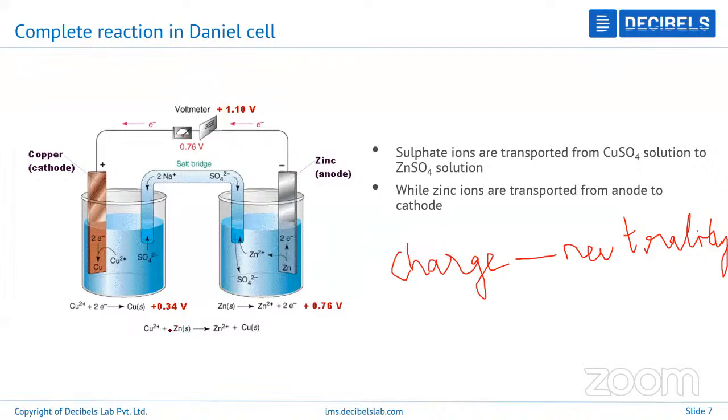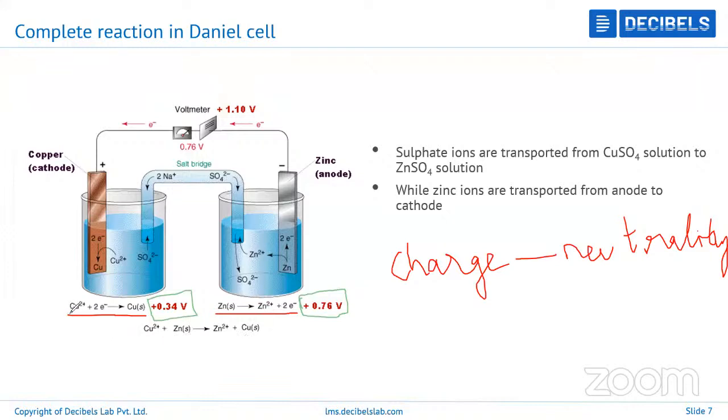Here you can see how exactly reduction happens and how exactly oxidation happens. These potential values that you see here, 0.34 volts and 0.76 volts, are obtained through electrode potential charts. This is something we will look at in tomorrow's session, where we'll refer to an electrode potential chart and arrive at the total cell potential. So this is tomorrow's session.